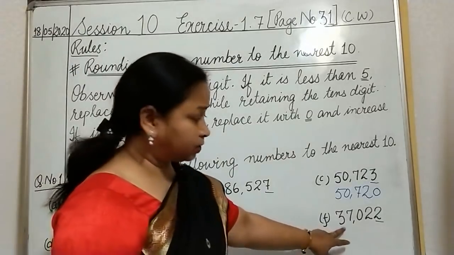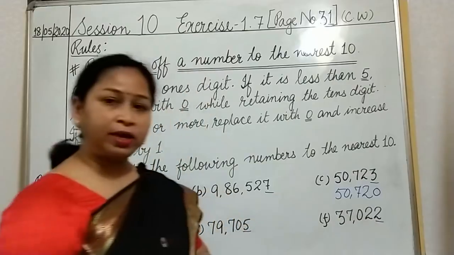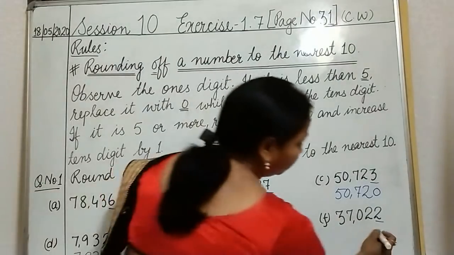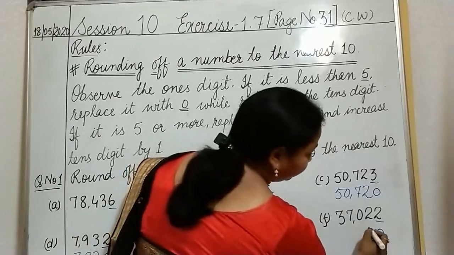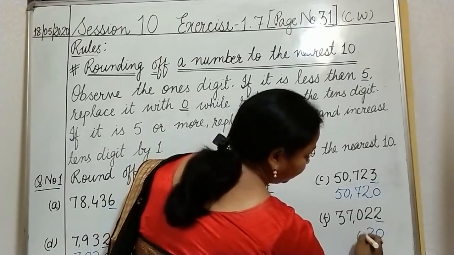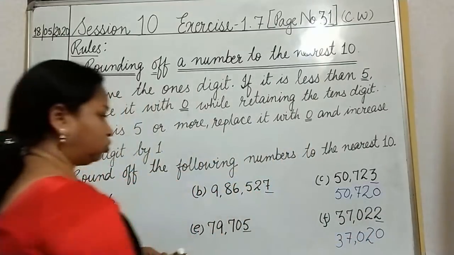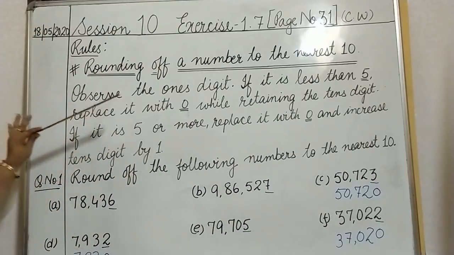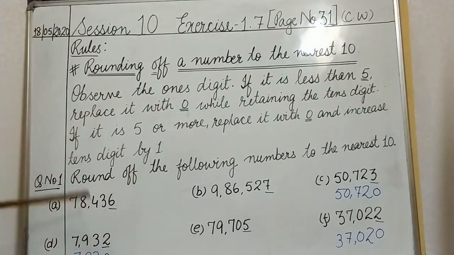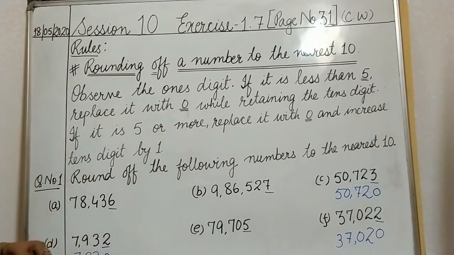The last one is 37,022. This is again less than 5. So what we will do? We will replace this by 0, right? Then we write down this 2 over here and the leftover digits as they are given. So we have completed only half of the rule, and by reading it out and doing it, we have done 3 questions based on that.